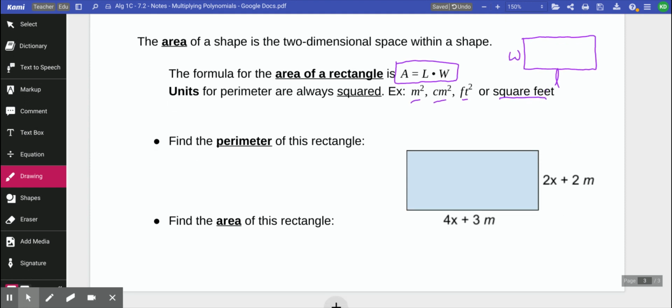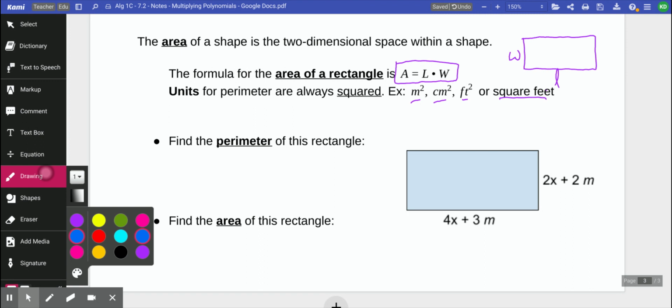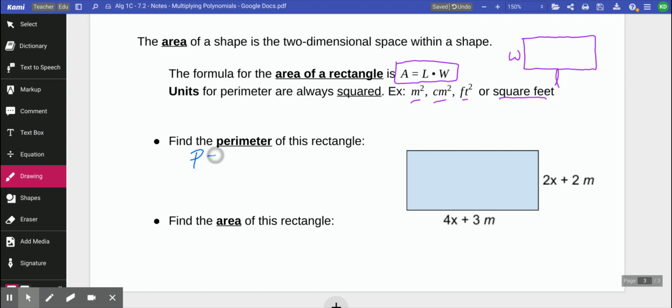So let's find the perimeter of this rectangle. So here we have 2x plus 2 meters for the width. We have 4x plus 3 meters for the length. So what we're going to do is we're going to set up our equation. Our equation was P equals 2L plus 2W. So I'm going to write P equals 2 times the length, so 4x plus 3. We'll worry about the units later. Plus 2 width, so 2 times the width, which is 2x plus 2.